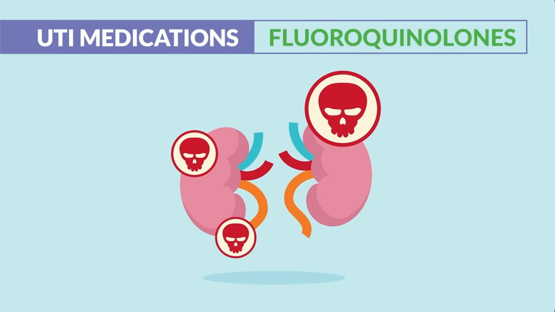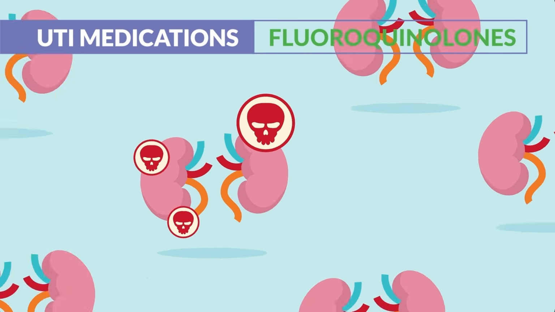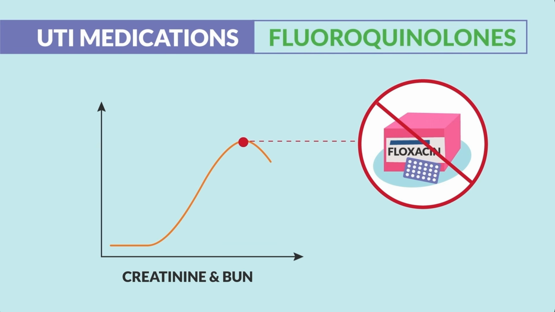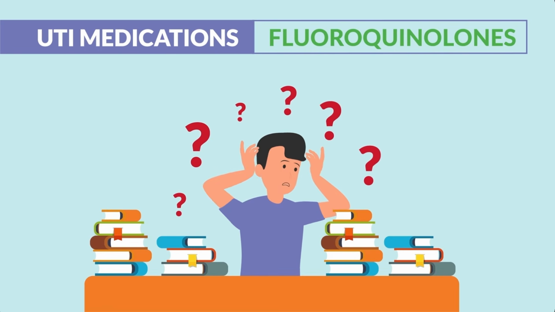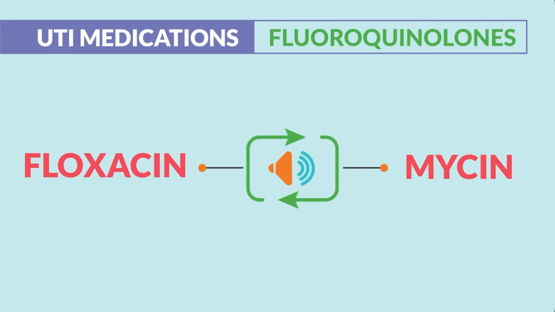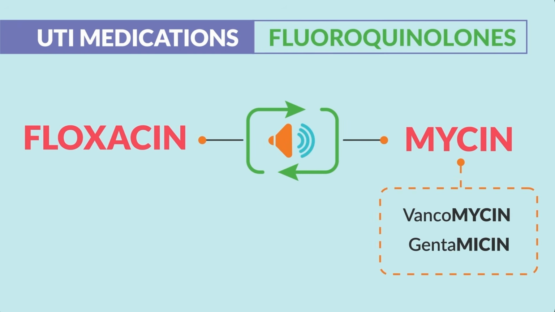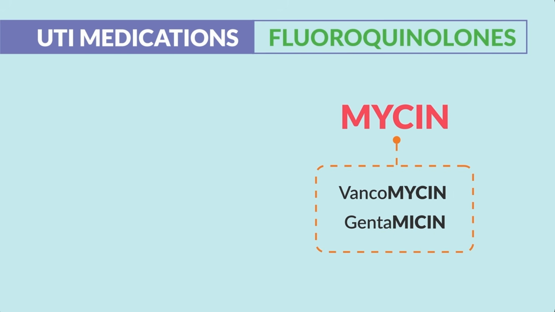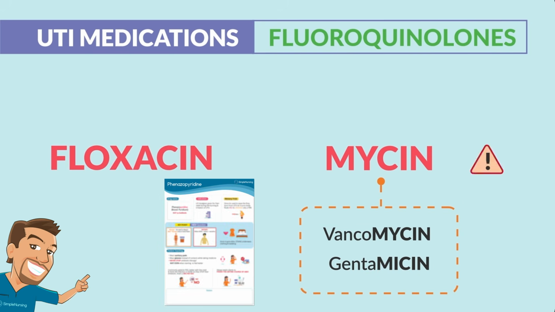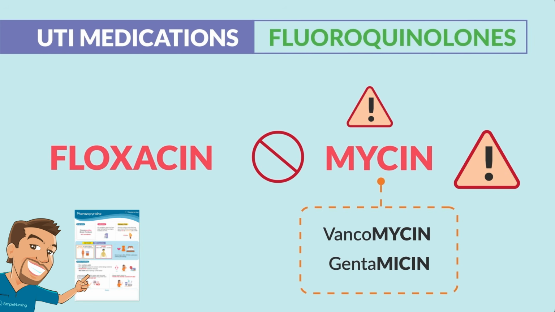Now lastly, nephrotoxicity is rare, so guys, don't get tricked here. Many students want to avoid floxacin when creatinine and BUN are high. So students get confused with floxacin because it sounds very similar to mycin, vancomycin and gentamicin. Guys, those are the antibiotics that kill the kidneys. So be careful with those mycins and not floxacin.